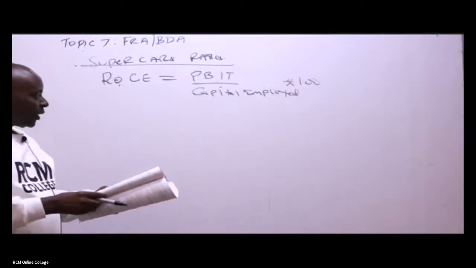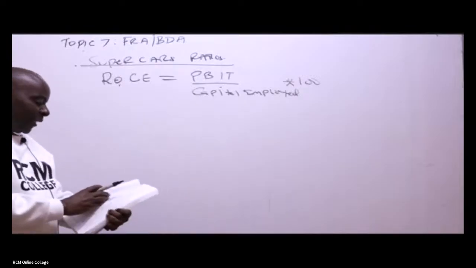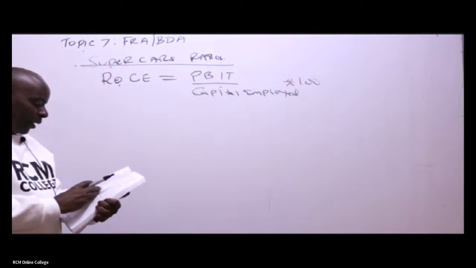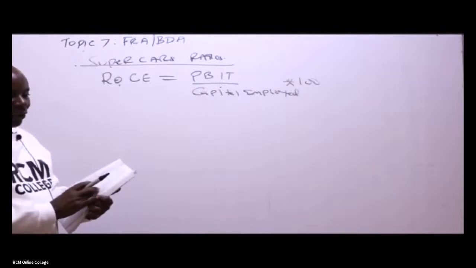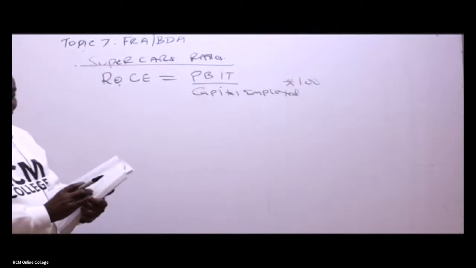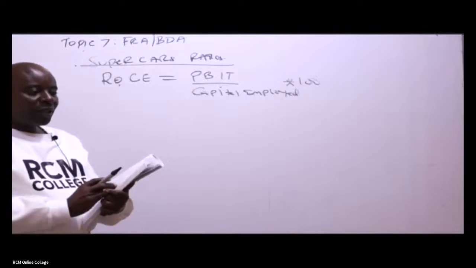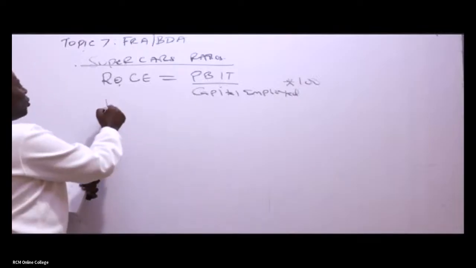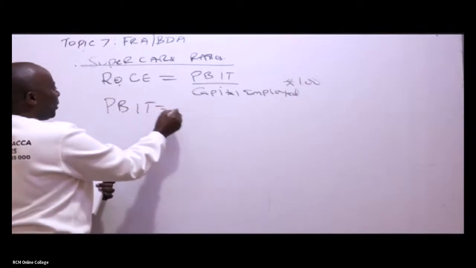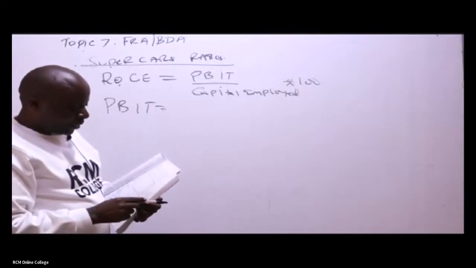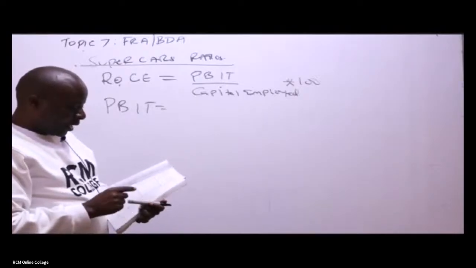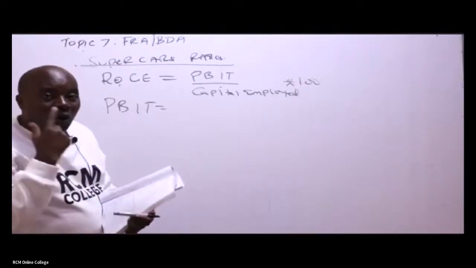So please go to your profit statement, pick the PBIT. I'll wait for you guys to give me the answer for PBIT for Supercars. What is our PBIT for Supercars? Irene is saying 1,000. Wrong.